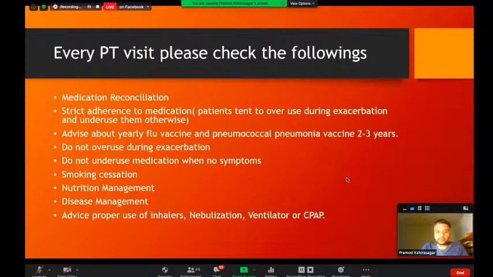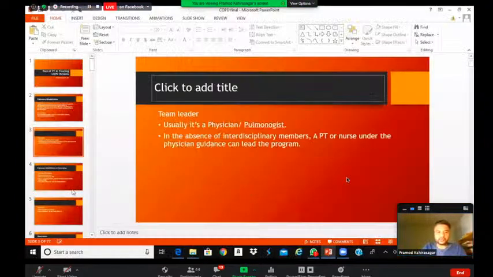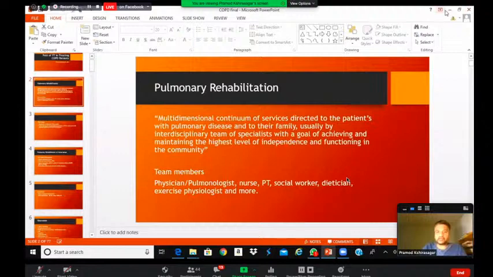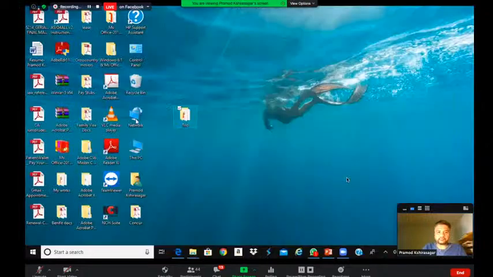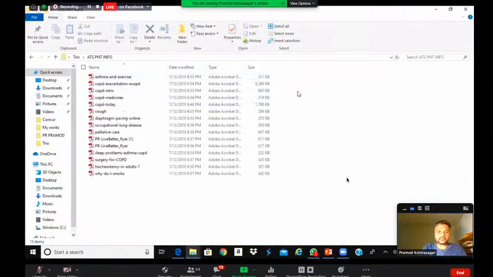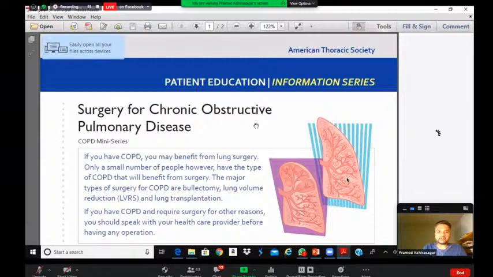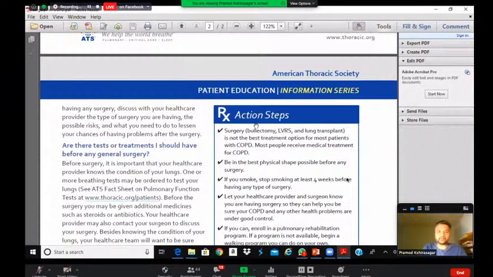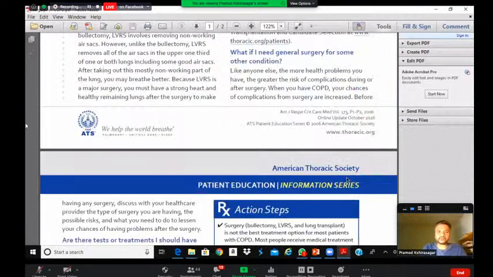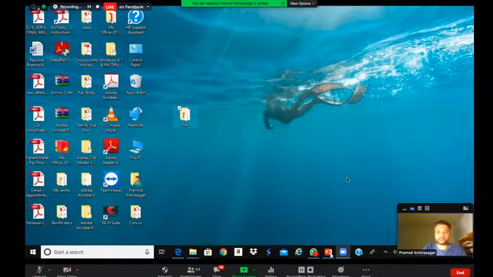One important thing I would like to share with you is the ATS patient information. You can go to the American Thoracic Society website, www.ats.org patient info, and check whatever you want to print. For example, surgery for COPD. They will explain why there is a surgery and all. So this is patient information that can be provided by the American Thoracic Society. ATS has that tool. So this is for your information, and you can use it.